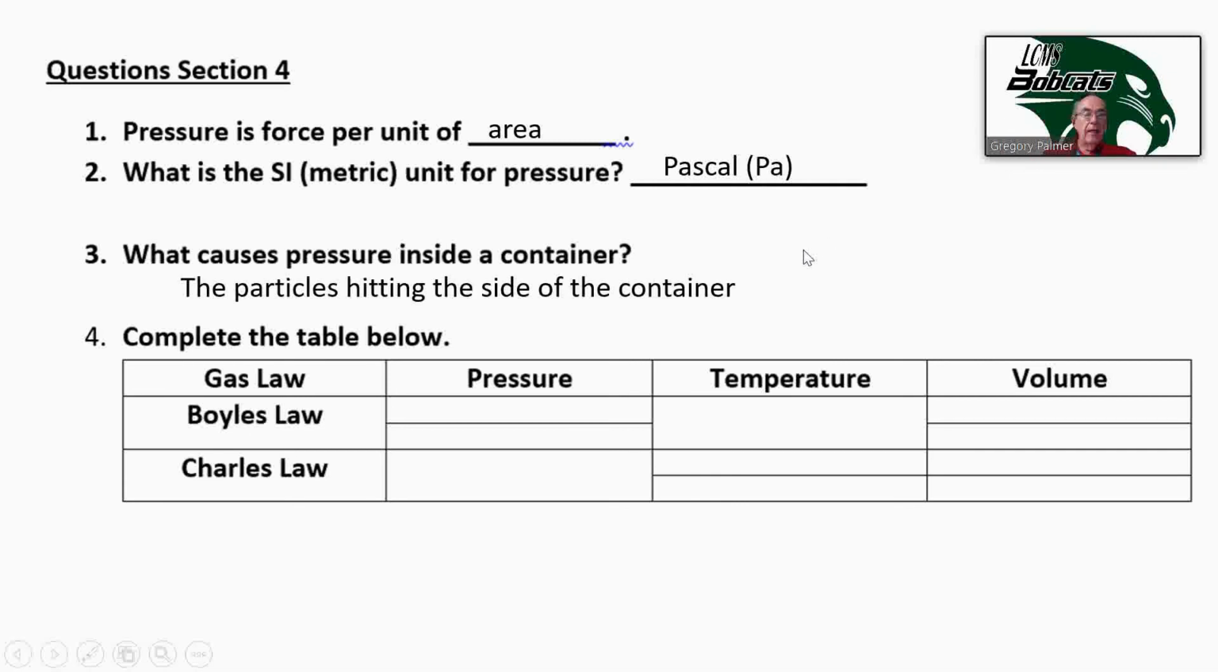This is the whole idea of the kinetic theory. It's those particles bouncing around and hitting the sides of the container. Like we looked at on those slides yesterday, particles were inside those different cylinders, and they were bumping into the cylinders and pushing the piston up, or not bumping it as hard and letting it slide down.